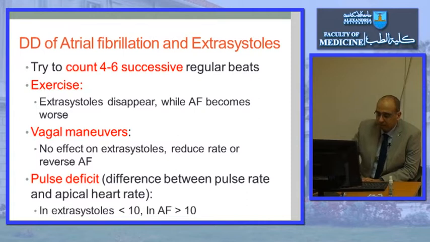Pulse deficit. What is pulse deficit? It is the difference between the pulse rate at the radial artery and the heart rate at the apex of the heart. It is the difference between the heart rate and the radial rate. In extrasystole, it is less than 10. And in atrial fibrillation, this pulse deficit, or the difference in rate, is more than 10.